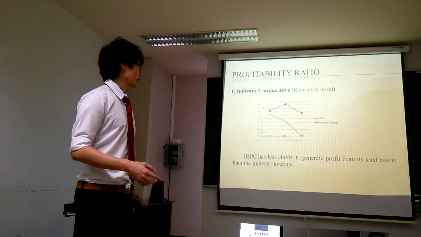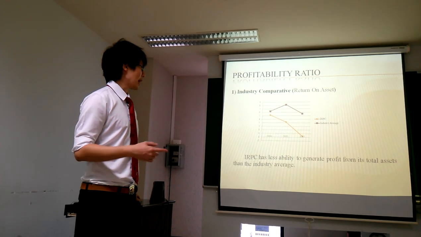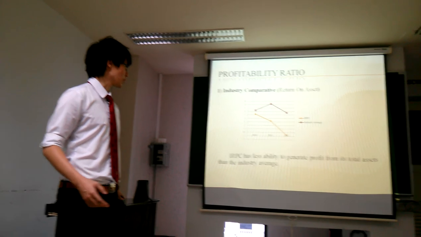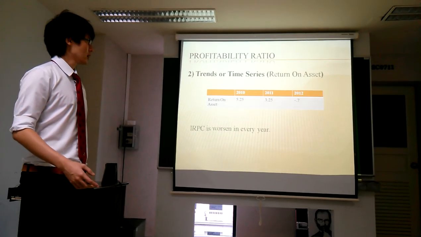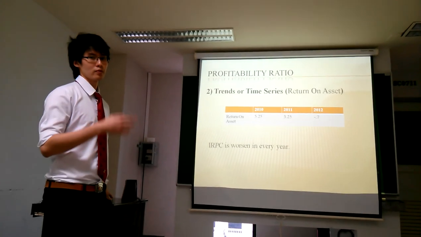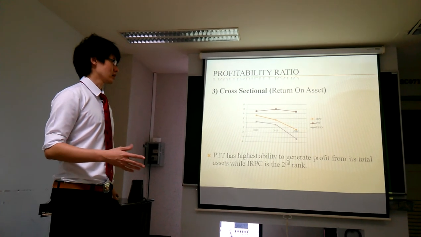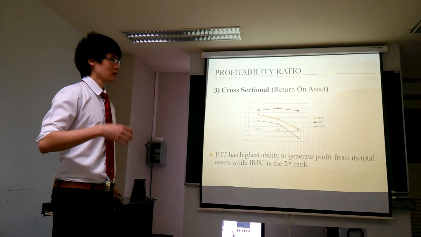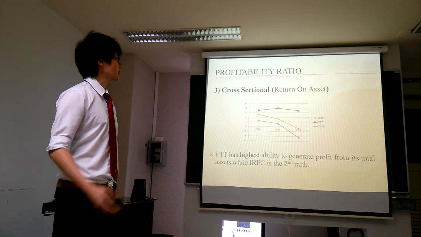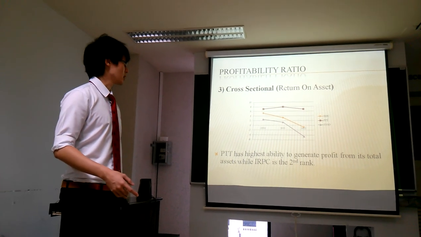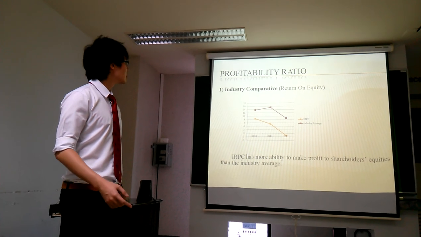And for the return on assets, IRPC has less ability to generate profit from its total sales than the industry average, and it also becomes worse in every year. And Protocol still maintains the first rank in this ratio, and IRPC is the second rank for this ratio. And SO is the worst.